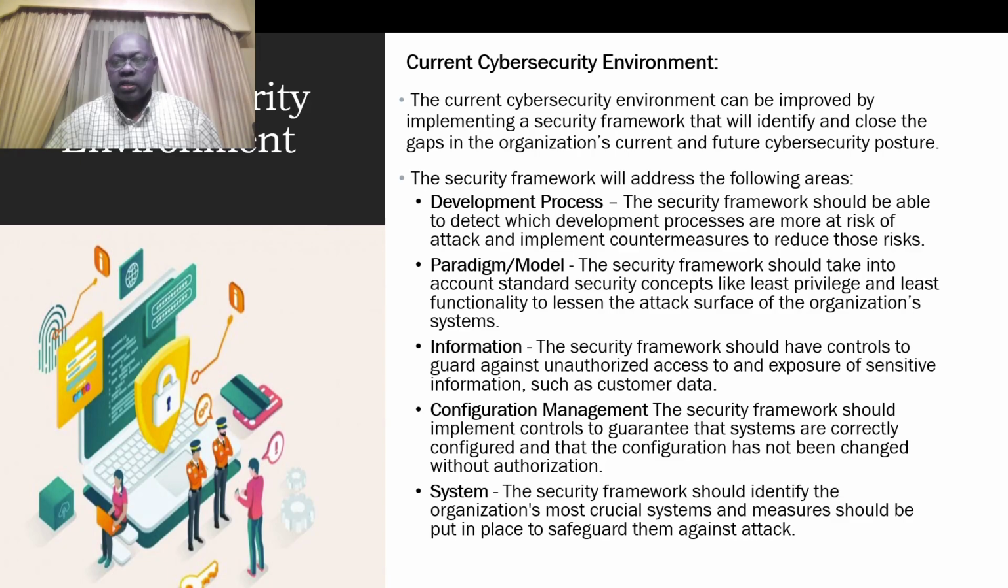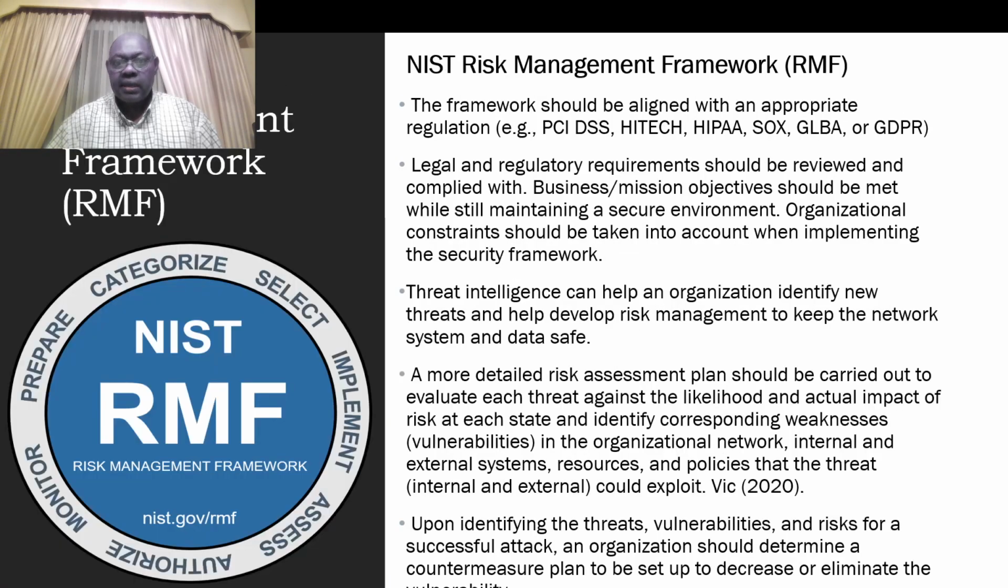Information: the security framework should have controls to guard against unauthorized access to and exposure of sensitive information such as customer data. Configuration management: the security framework should implement controls to guarantee that systems are correctly configured and that the configuration has not been changed without authorization. And then systems. The security framework should identify the organization's most crucial systems, and measures should be put in place to safeguard them against attack.